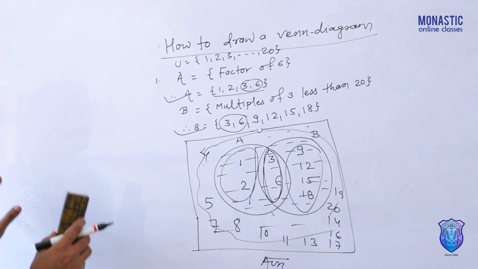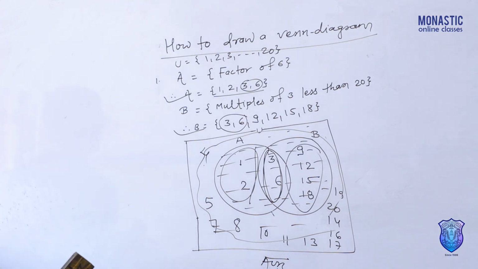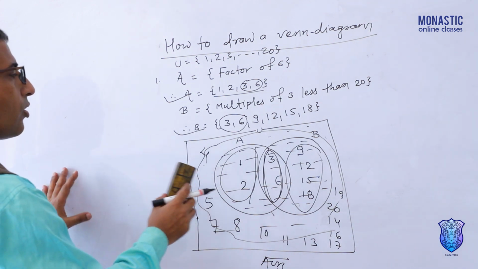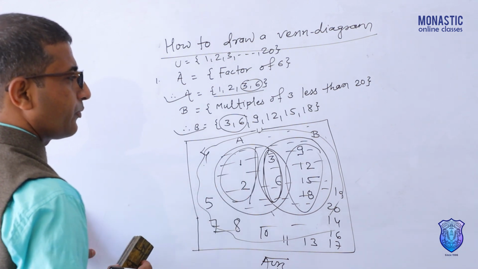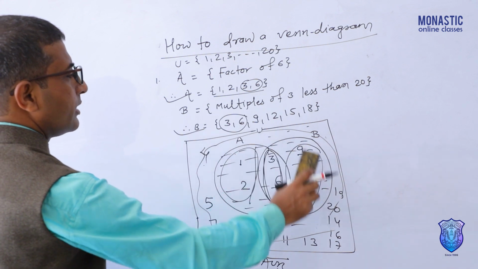To draw a Venn diagram with the given information, we'll always start by writing from the intersection, then only A or only B, and what the rest lies in the universal should be written outside.